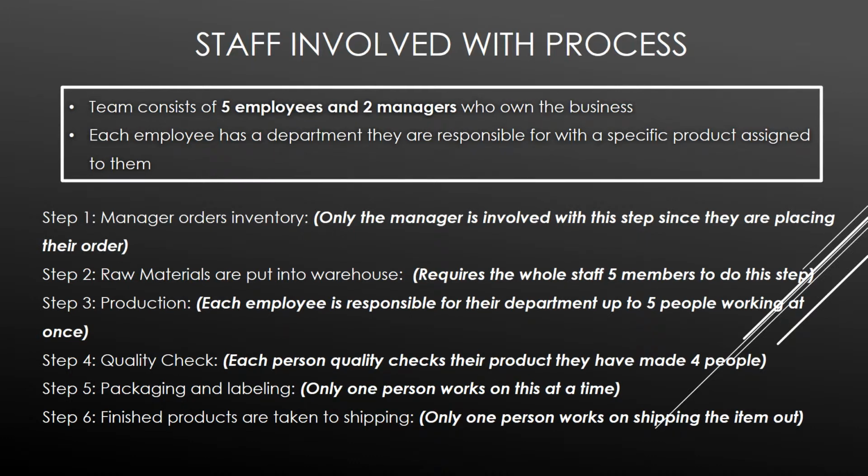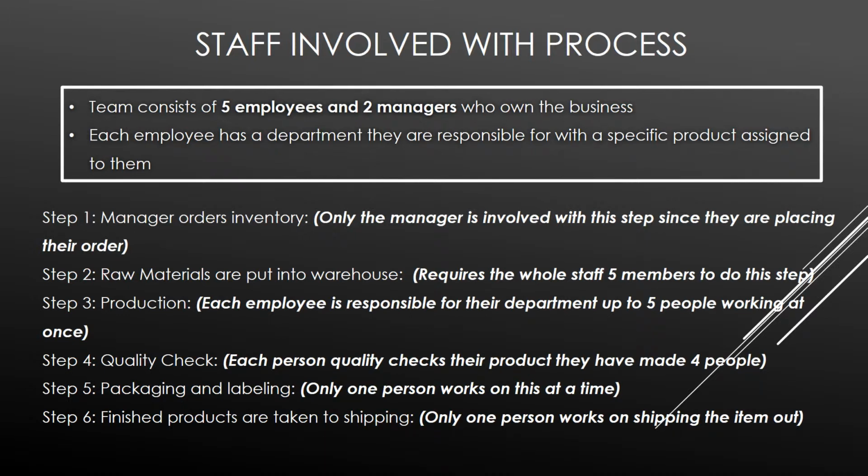Staff involved with this process. The team consists of 5 employees and 2 managers who own the business. Each employee has a department they are responsible for with a specific product. Managers are involved within this step since they are placing their order. Step 2. Raw materials are put into the warehouse. Requires the whole staff, 5 members, to do this step.